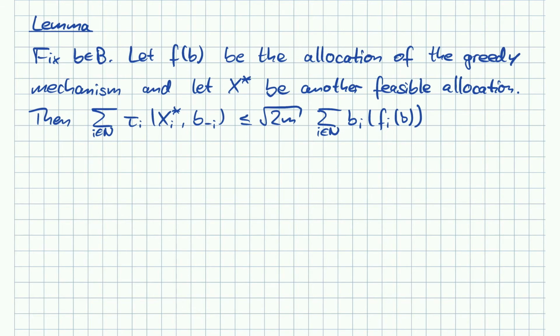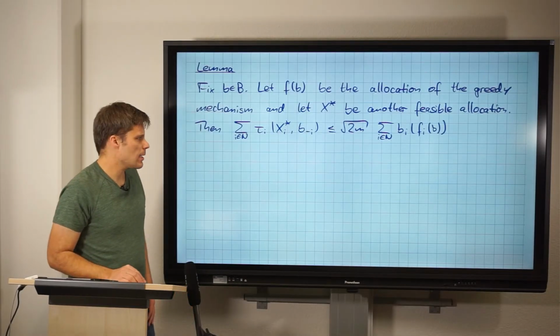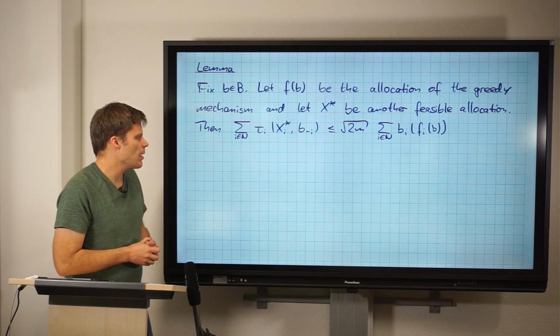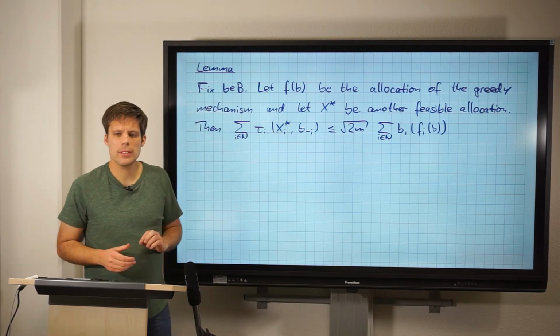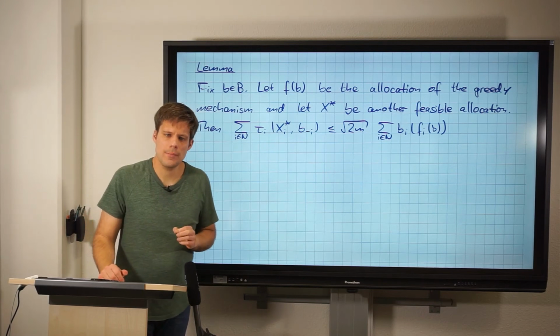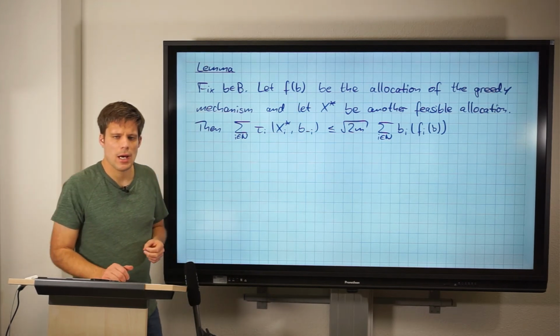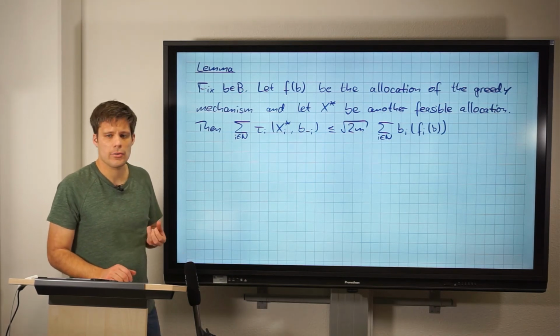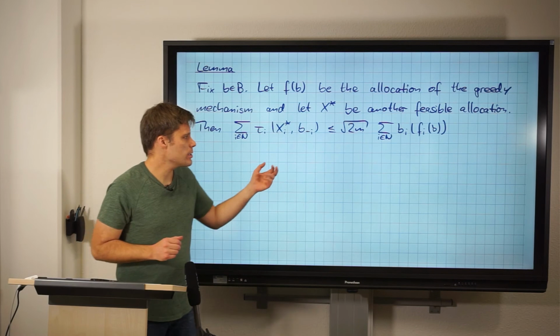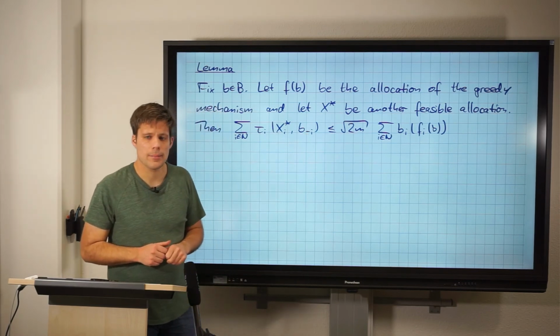Okay, let's understand this. We have here, for every bidder i, we ask, how much would you have to bid on the set xi star in order to win it, when the others are bidding b minus i?